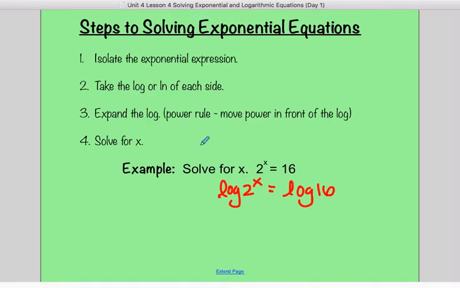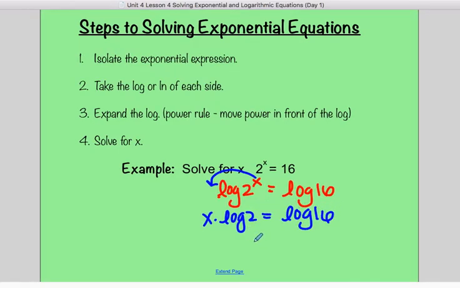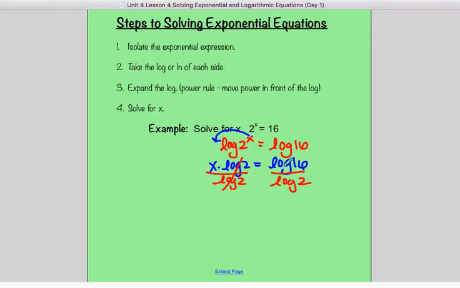And then we expand the log, we use the power rule, we put the exponent in front. So we have x times log of 2 equals log of 16. Then in order to get x by itself, it's x times log of 2, we divide both sides by log of 2. And these cancel. So x is equal to log of 16 divided by log of 2.